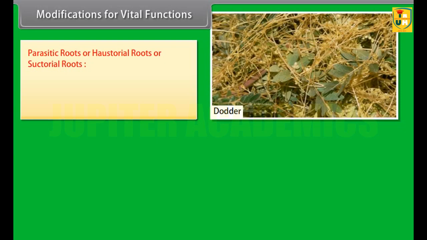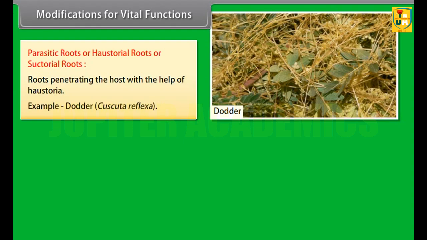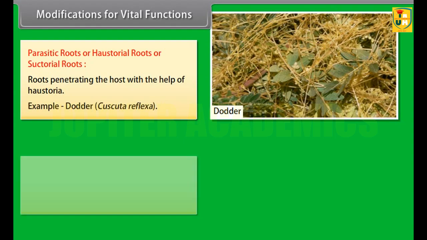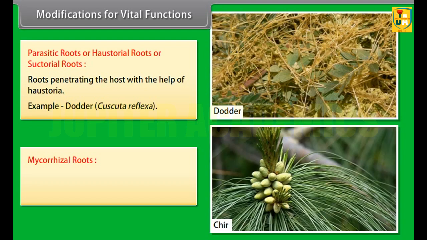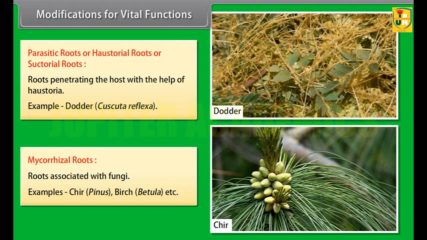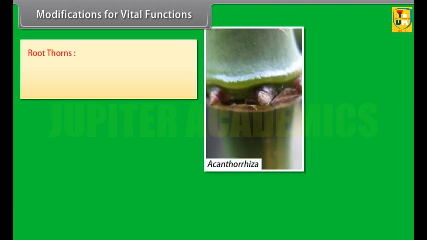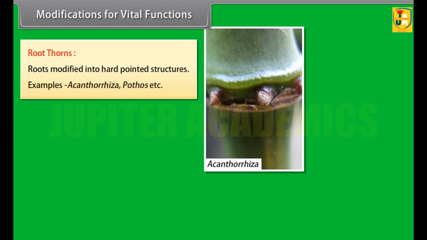Parasitic roots, haustorial roots or suctorial roots: roots penetrating the host with the help of haustoria. Example: dodder. Mycorrhizal roots: roots associated with fungi. Examples: pine, birch, etc. Root thorns: roots modified into hard-pointed structures. Examples: Acanthorhiza, pothos, etc.